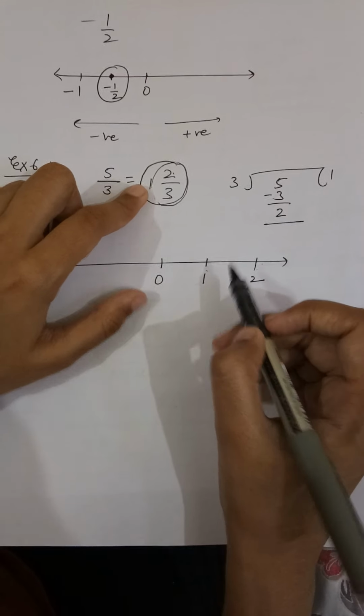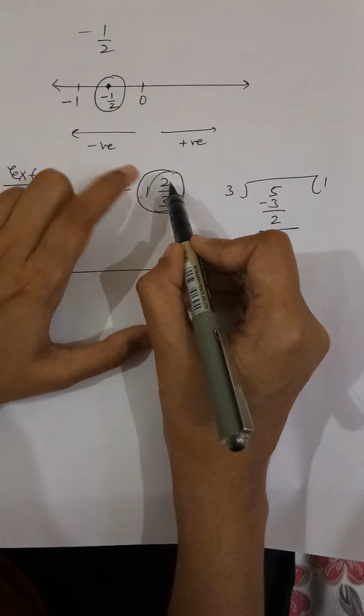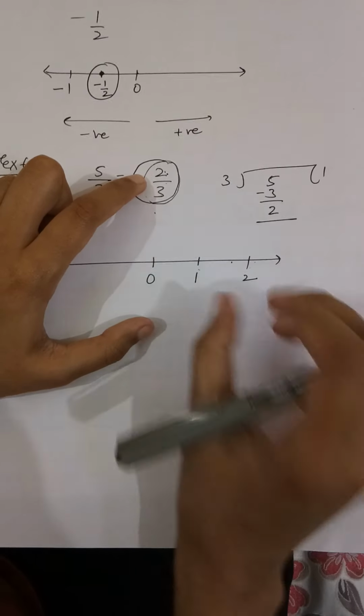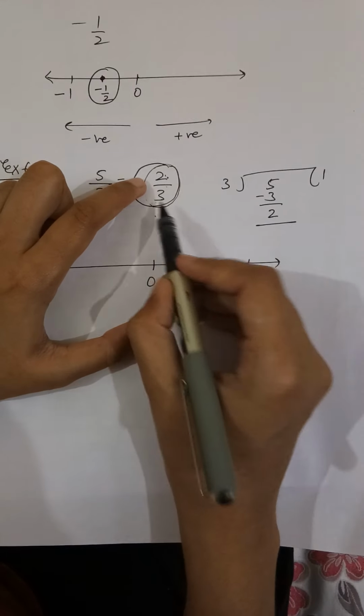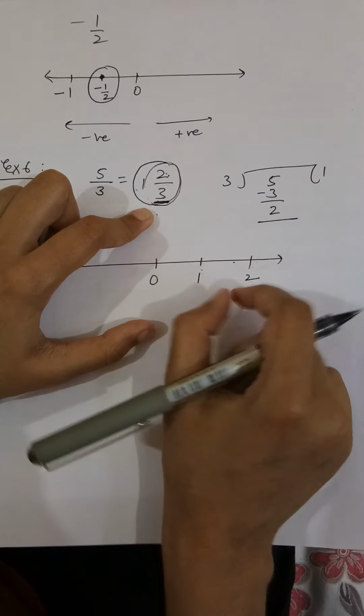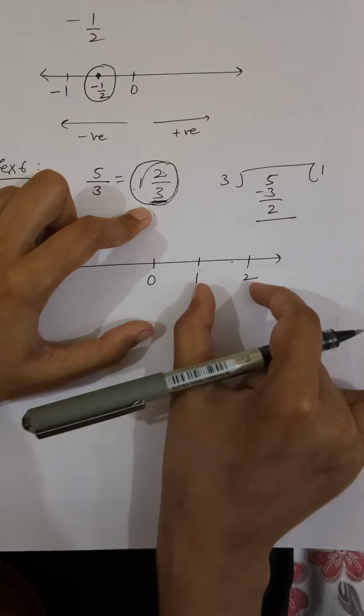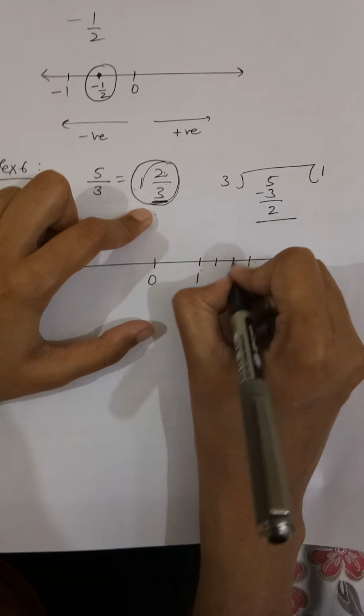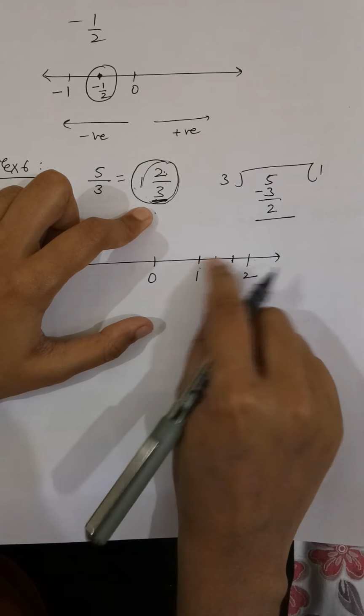This 1 is there. Now after this 1, let us place 2 upon 3 on this number line. How am I going to place it? First of all, see the denominator. What is the denominator? 3. 3 is the denominator. So what I am going to do is break this part into 3 sections. 1, 2 and 3. 3 sections are there.